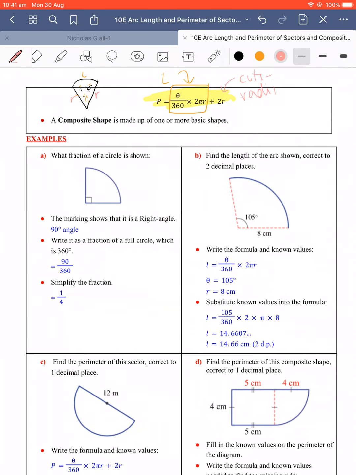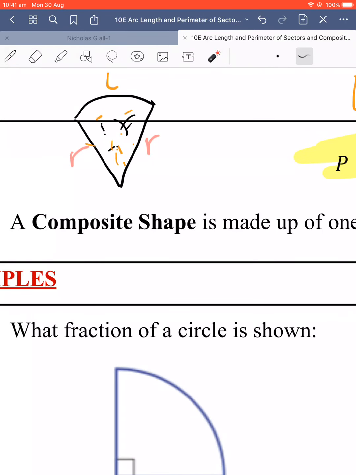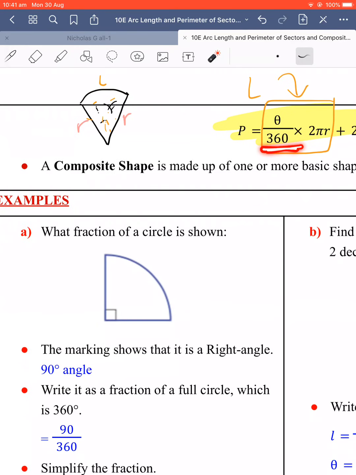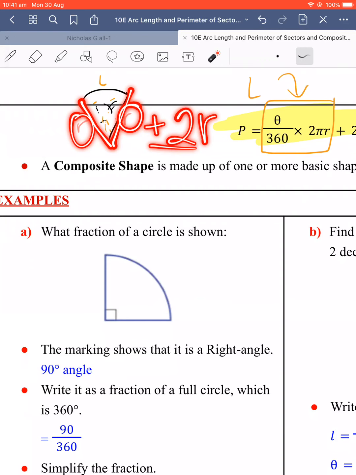So to find the perimeter of my slice, I find my arc length using this formula. So I multiply my circumference by how much of the circle I have actually cut out. And then my two cuts, which are my two radii, so plus 2r is what I do.